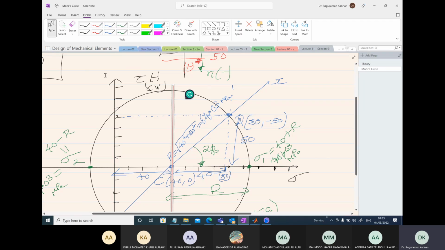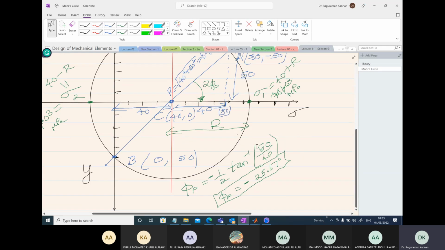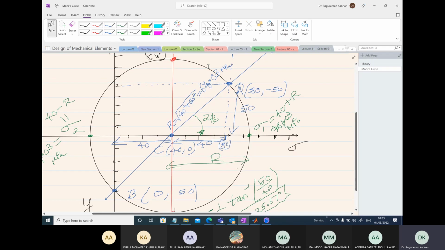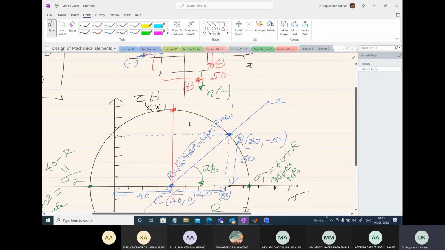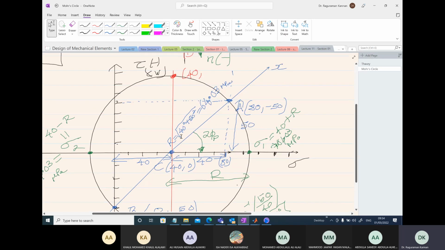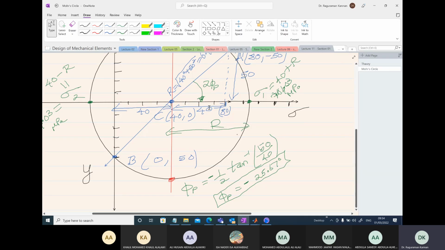Now this vertical line intersects at some points, and we can get the coordinates of these points. What are the coordinates? The sigma value is the same, 40, positive. And what about the shear stress values? It should be the radius, 64.03. Whether it is positive or negative, we will see that later.